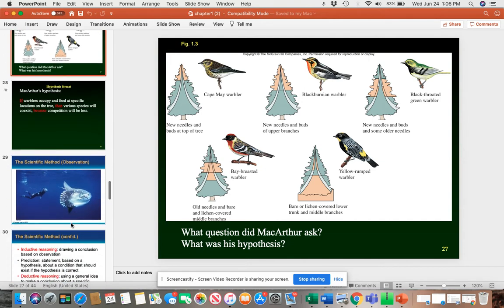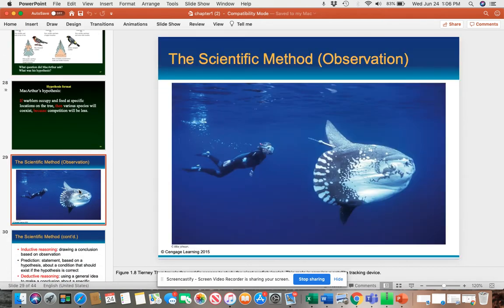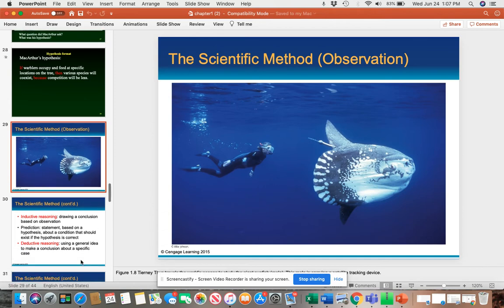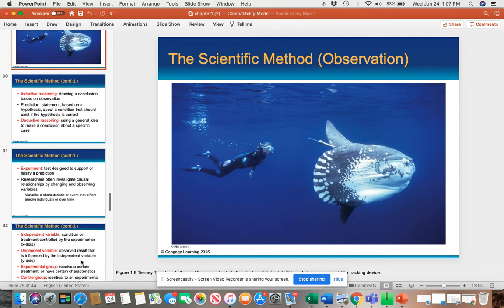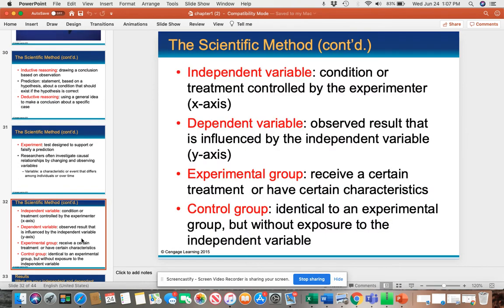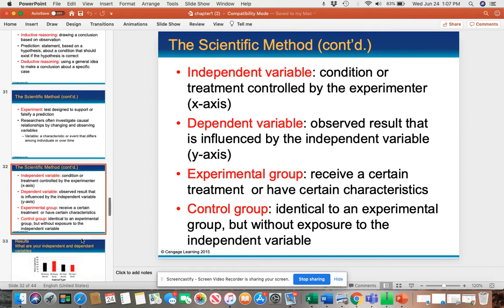The scientific method sometimes uses different instruments. So on this sunfish or mola mola, notice this tracking device to determine the depths where you can find these fishes. Sometimes the experiment calls for independent and dependent variables as well as experimental and control groups.